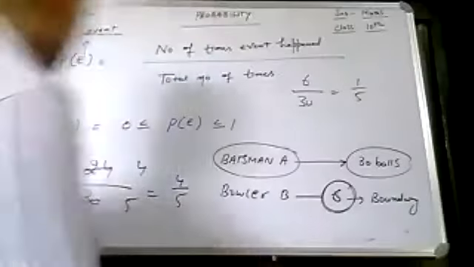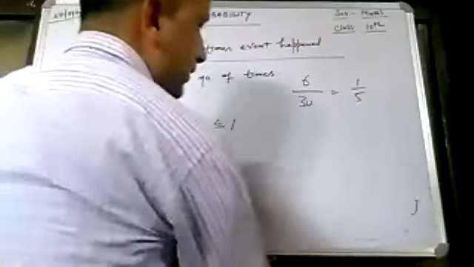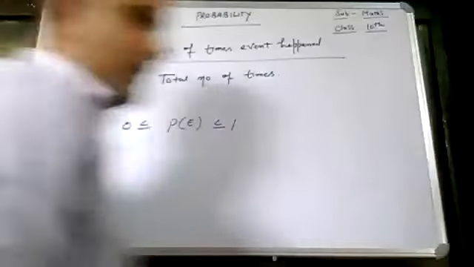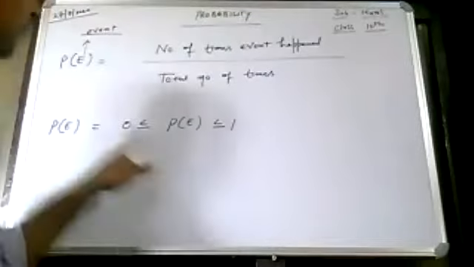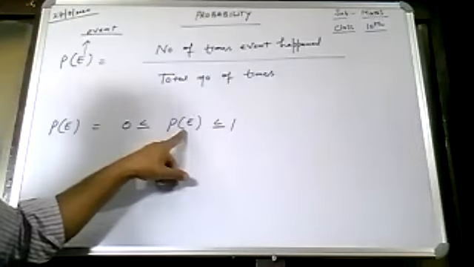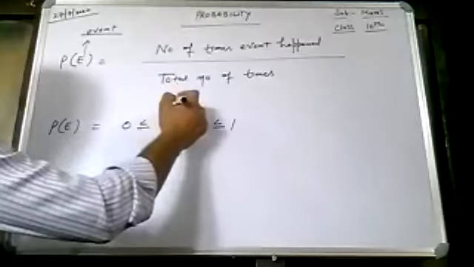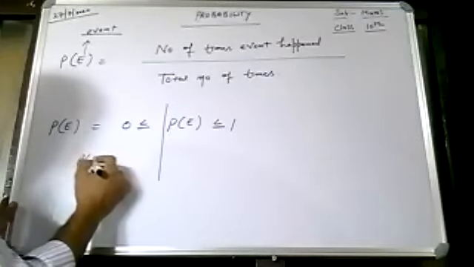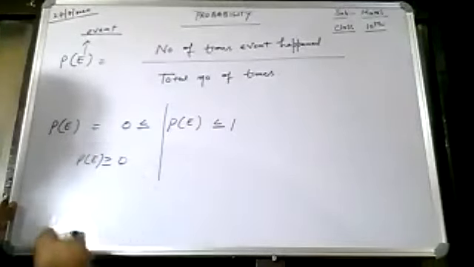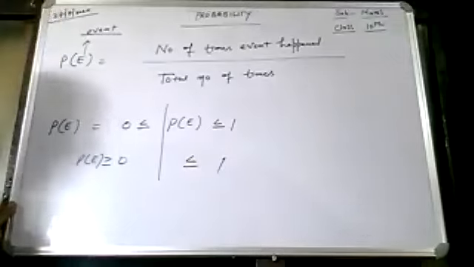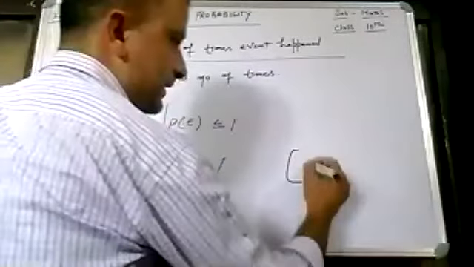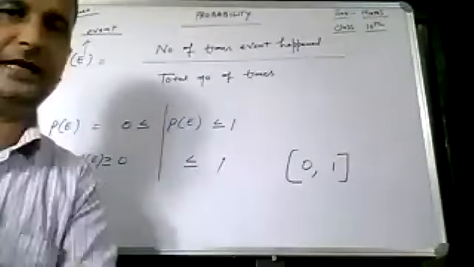Students, before coming to the main topic, we should be aware of the small things, the basic terms related to probability. Clear? The range of the probability is 0 less than or equal to probability of E less than or equal to 1. If I break it down, probability of E is greater than or equal to 0 but less than or equal to 1. Means probability can be 0, probability can be 1. Probability will remain between 0 and 1.